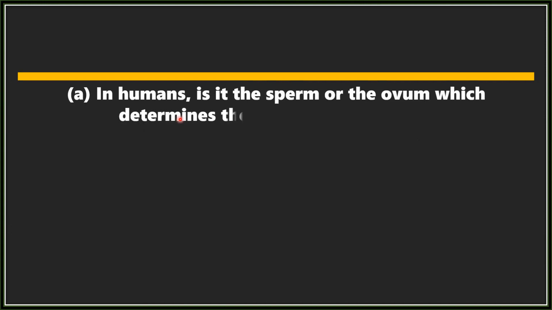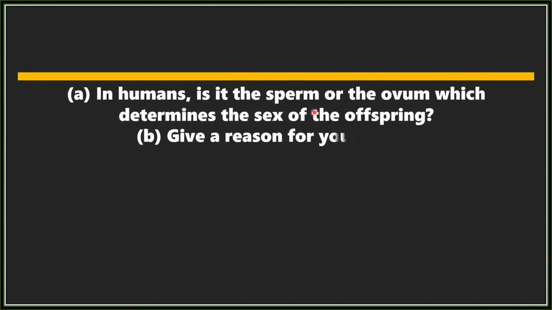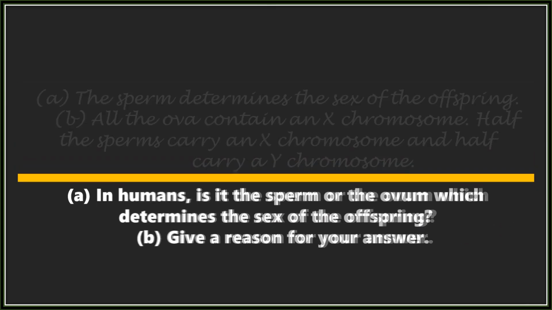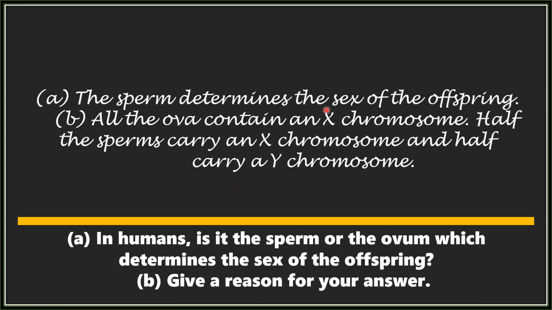In humans, is it the sperm or the ovum which determines the sex of the offspring? Give reason for your answer. The sperm determines the sex of the offspring. All the ova contain an X chromosome. Half the sperm carry an X chromosome and half carry a Y chromosome.